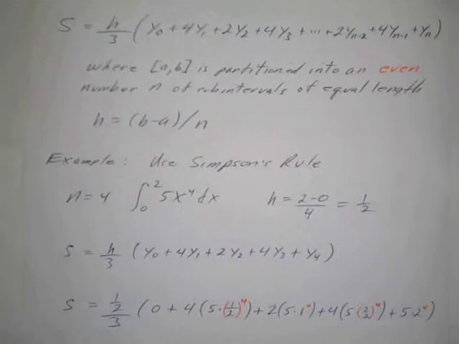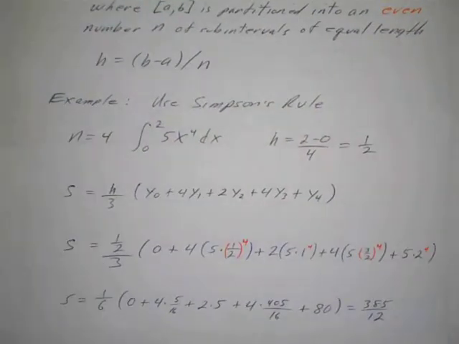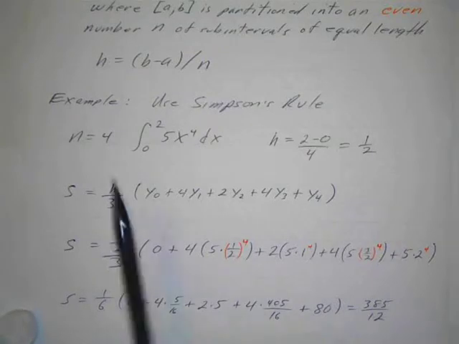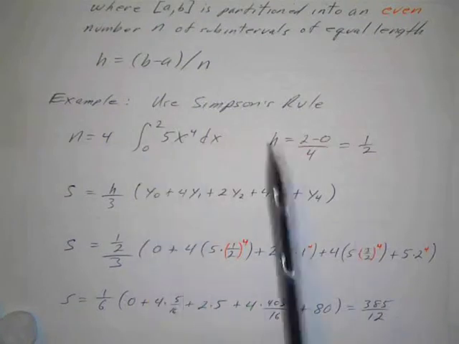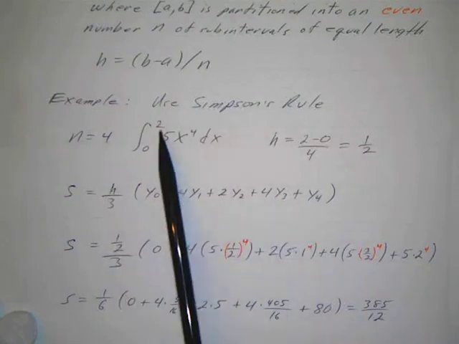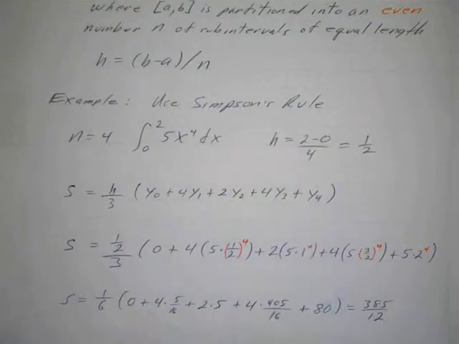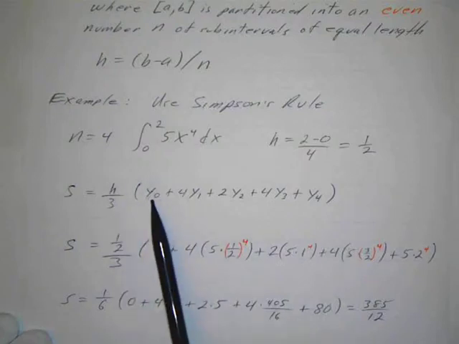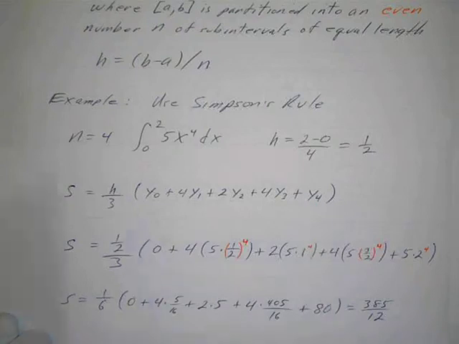Here is an example, basically the one they do in the book, so I'll talk you through it. Then you shouldn't have any trouble doing the work. It's just a lot of arithmetic sometimes. So n equals 4. We're going to take the interval from 0 to 2 of 5x to the fourth. First I determine h: b minus a over n, which is 1/2. This is the Simpson's rule I'm going to use for n subintervals: h over 3 times y0, 4y1, 2y2, 4y3, and then y4. That's the setup for n equals 4.